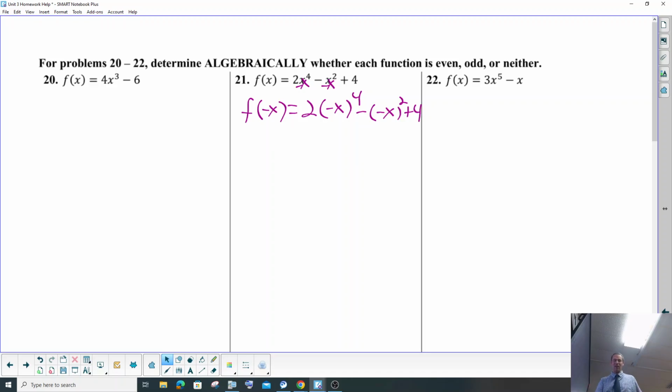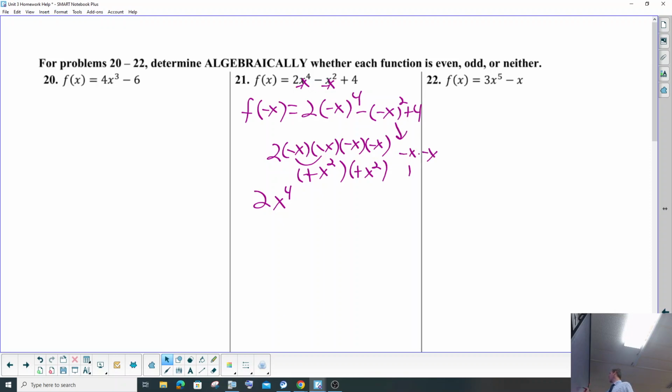So we shove the negative in there, and if we get the same function back, it's even. So we plug it in there, and so 2 times negative x times negative x times negative x times negative x to the 4th power. Negative negative is a positive. Good. So that's going to give us 2x to the positive 4th power, just like what we started with. What about the negative x squared? Well, negative x times negative x is a positive x squared. We still have the minus on the outside. Whoa, we get the same function back. And since we got the same function back, it means it's even.